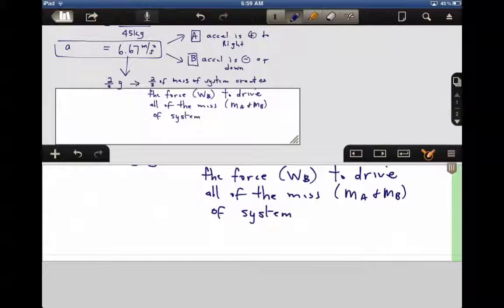In other words, 30 kilograms generates a force of 300 newtons that is responsible for moving not just its own 30 kilograms, but 45 kilograms because of the additional freeloading, if you think about it, freeloading mass of 15 kilograms. And this is the end of practice problem number 4.